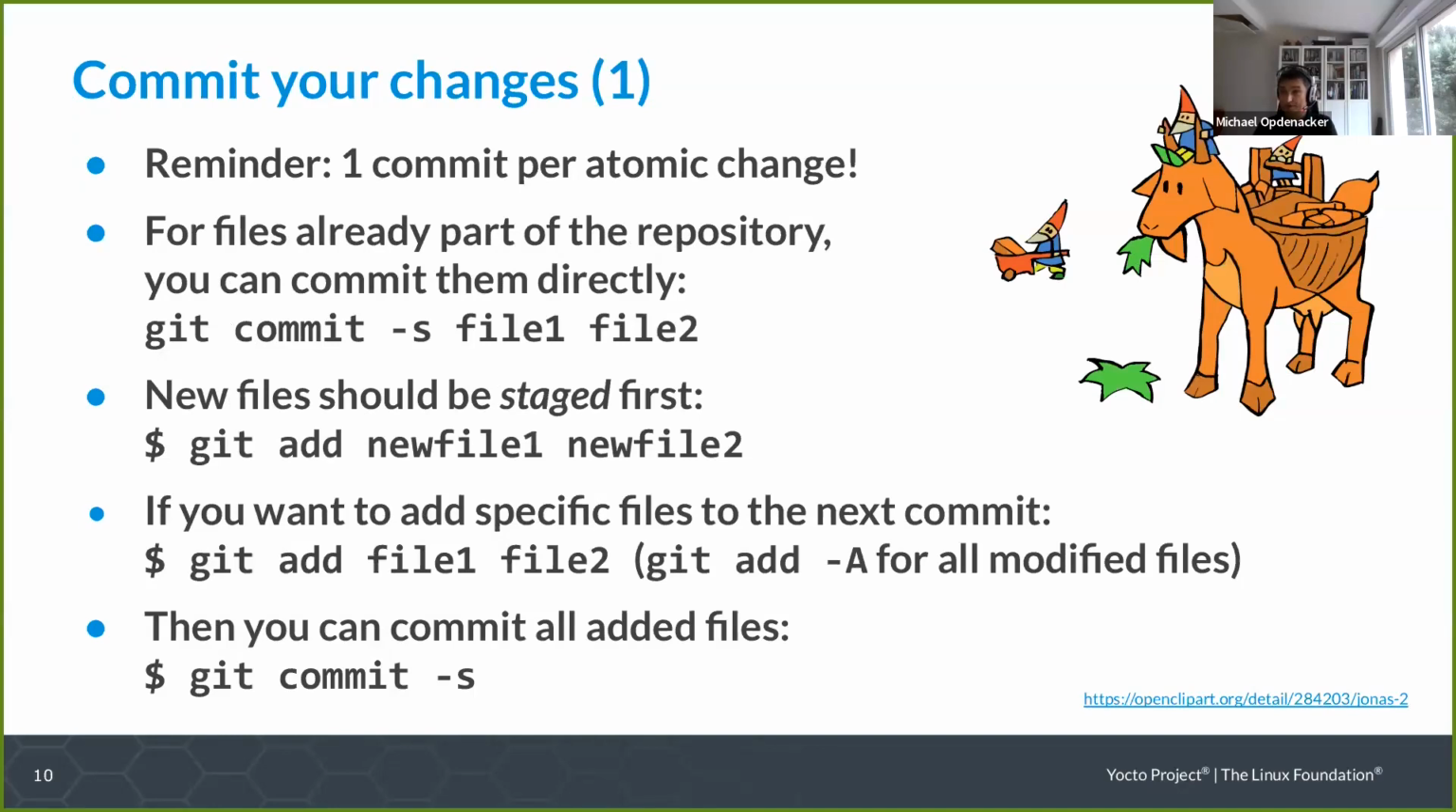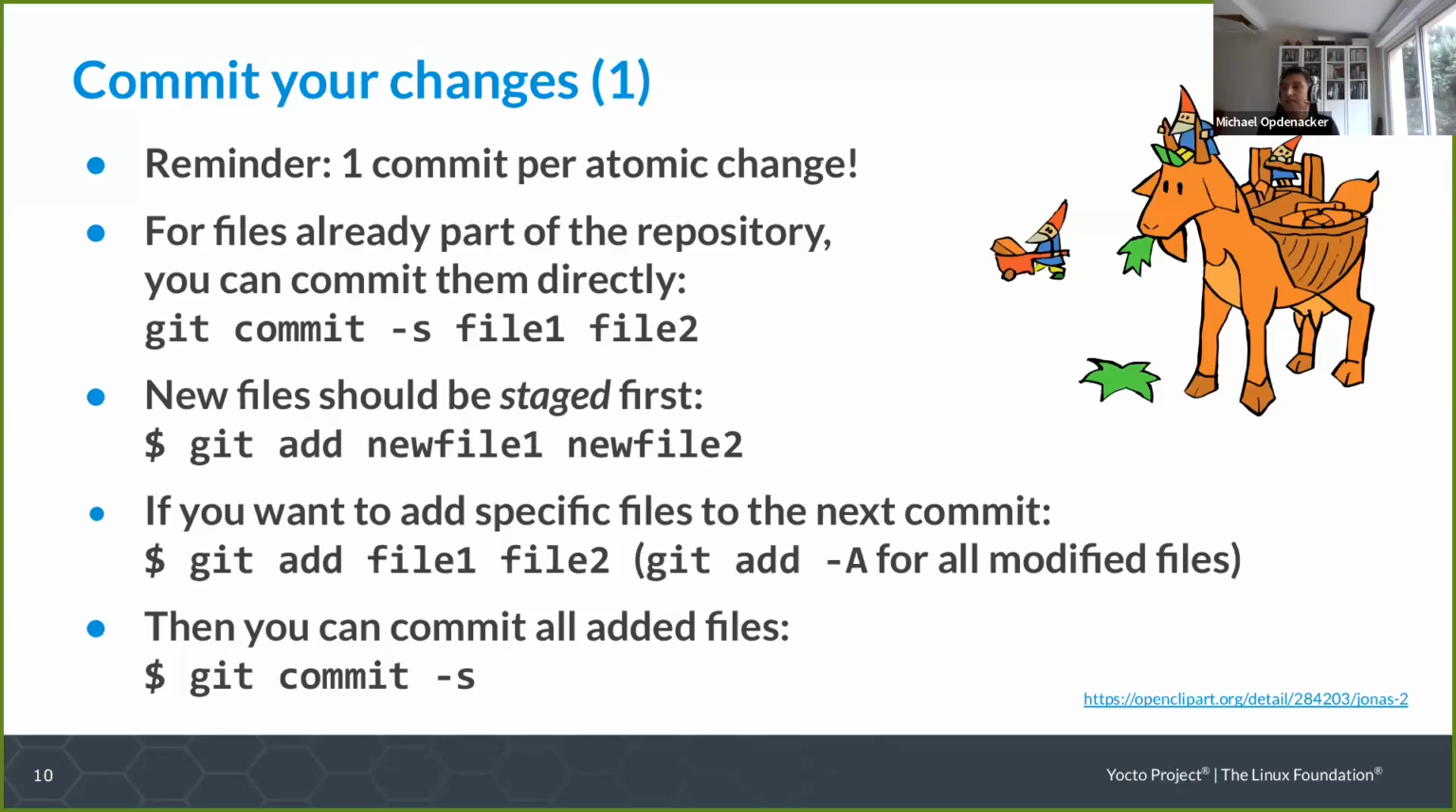Then once you have made your changes, you can start committing your changes. So again, the nice reminder, one commit per atomic change. If you have files that are already in the repository, you can commit them directly with git commit -s, like signature, plus the files you want to add to the commit. If you have new files, you can add them. You actually should add them to the index.